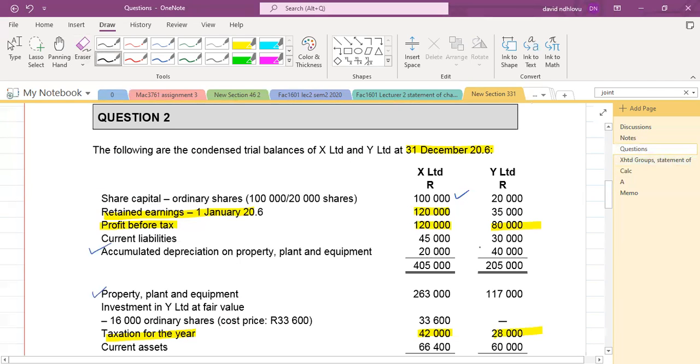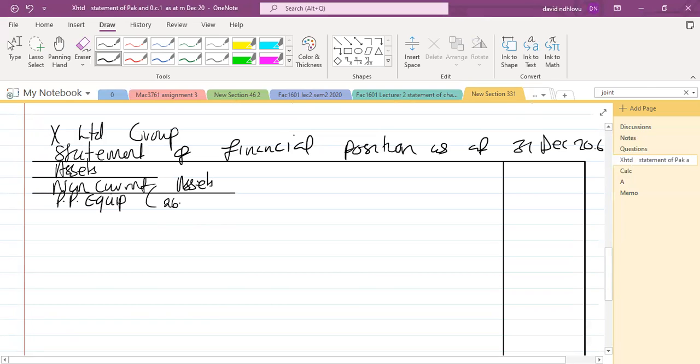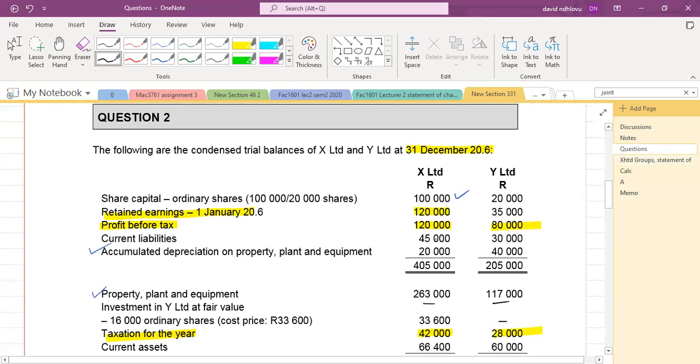Right, so there was a value at the beginning of the year, in the hands of the parent, 263, subsidiary 117. Right, then you deduct the accumulated depreciation of 20 and 40,000.